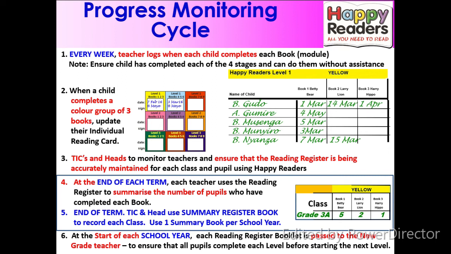And then at the start of each school year, the reading register booklet should pass on to the next grade teacher, i.e. it moves with the children, with the class. It does not remain with the same teacher, because we want to ensure that those children who have not completed the red books by the end of the school year, they carry on with those red books of level 1 when they move on to their next grade, and don't try and start level 2 if that's what the rest of the class is on.